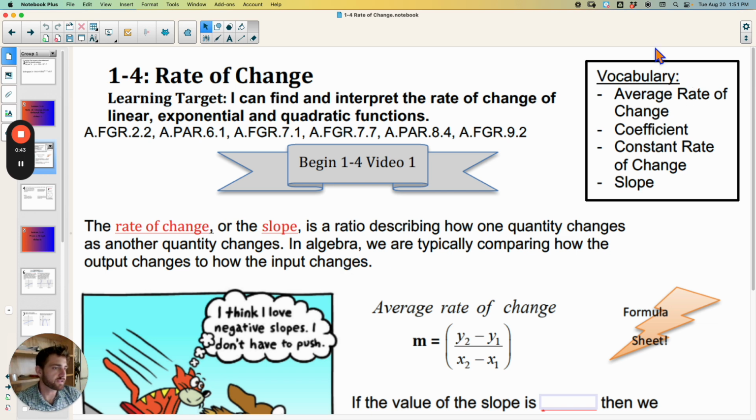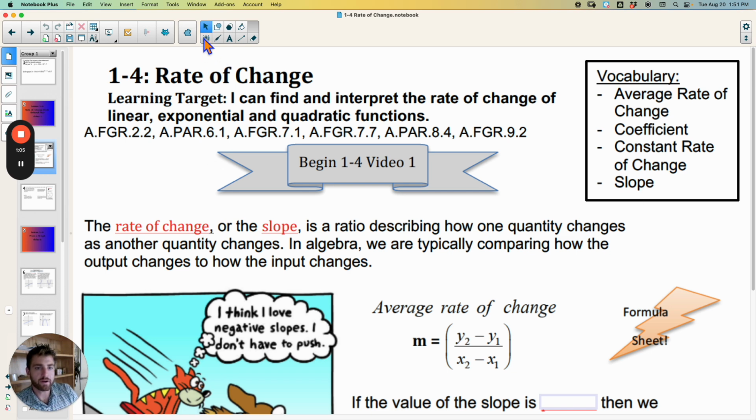So one major thing to note here are the vocabulary words over here that we're going to be looking at for 1-4. Average rate of change, we're talking about that now. Coefficient, constant rate of change, and slope. And remember, you can look up these vocab words in the glossary in the back of your textbook.